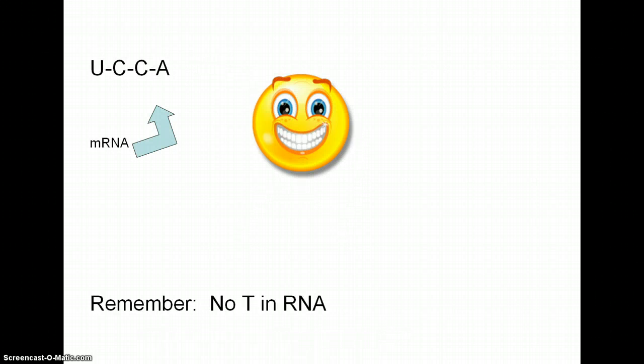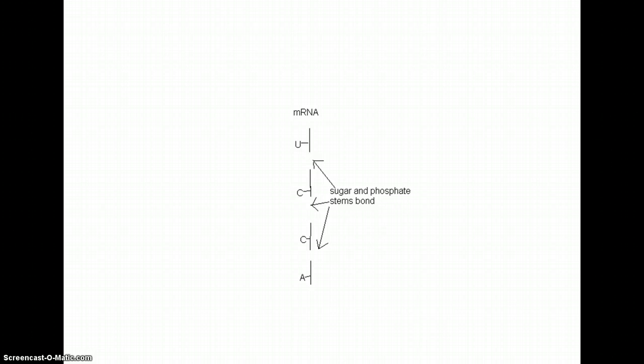If your answer is U, C, C, A, you are correct. Remember that there are no T's in RNA, so it's a U that complements the DNA's A. After each base pair bonds, the sugar and phosphate parts bond with the ones above and below them to begin making a strand. Time for another quick check.